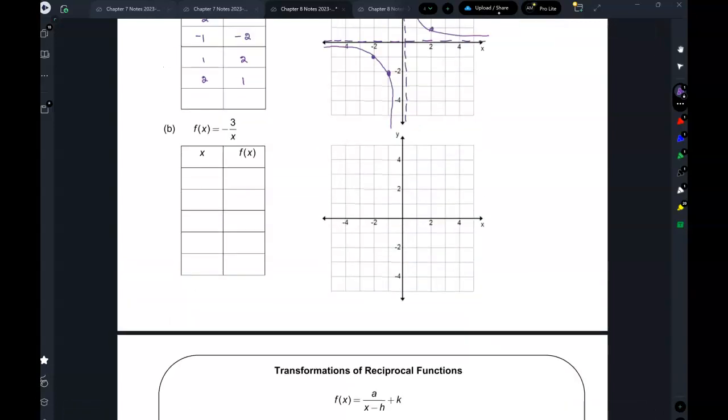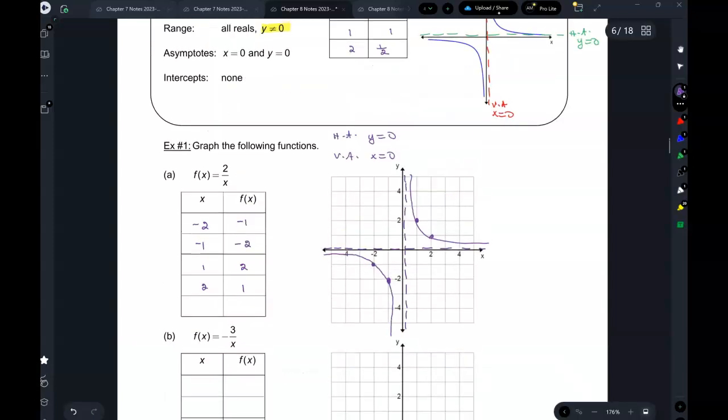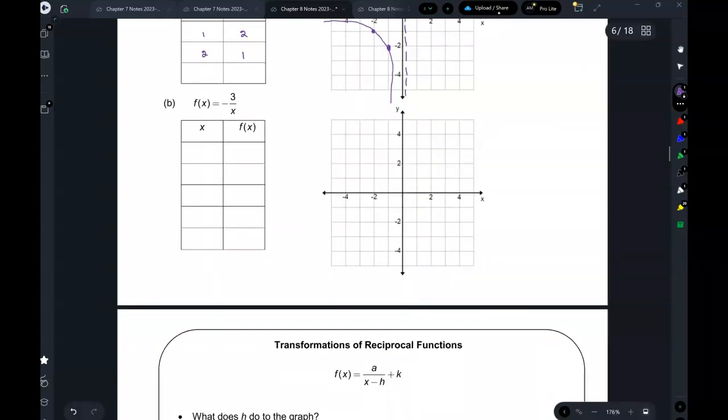So let's look at this one. Negative 3 over x. Now, what do you think that negative does in the front? It's okay, give me the reflection around the x-axis. Good, it's a reflection around the x-axis. So we already know what's going to happen, right? This is going to flip over, so everything up here is going to go down there and vice versa.